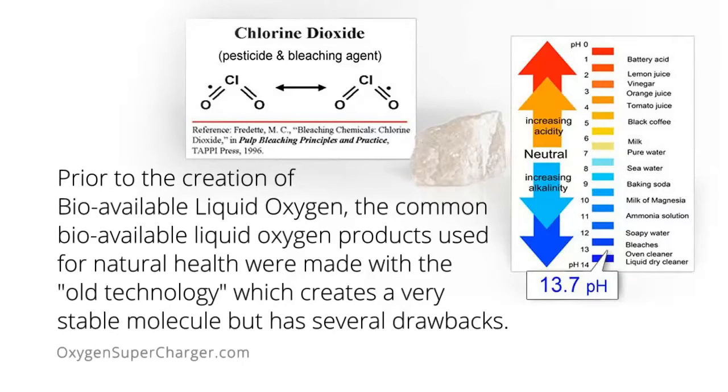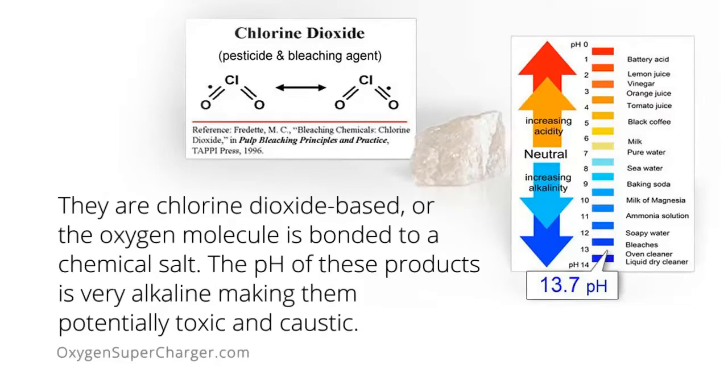Prior to the creation of bioavailable liquid oxygen, the common bioavailable liquid oxygen products used for natural health were made with the old technology, which creates a very stable molecule but has several drawbacks. They are chlorine dioxide-based, or the oxygen molecule is bonded to a chemical salt. The pH of these products is very alkaline, making them potentially toxic and caustic.